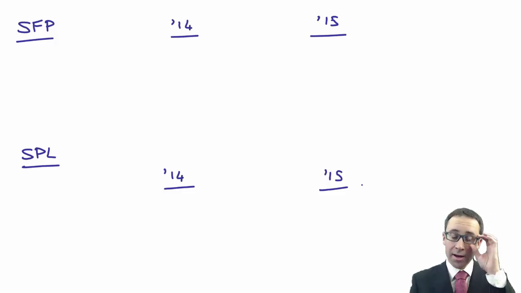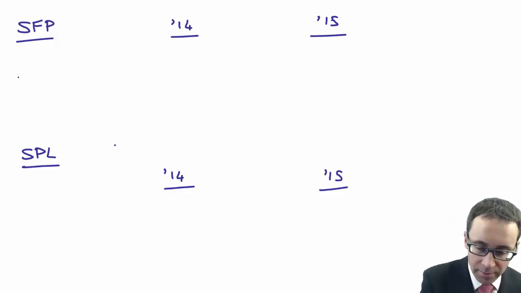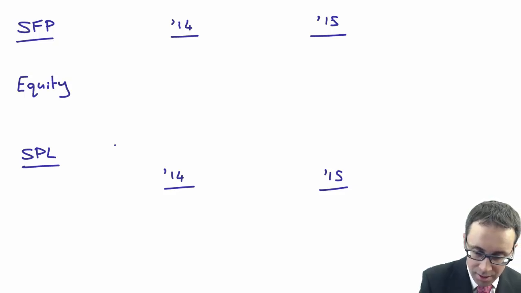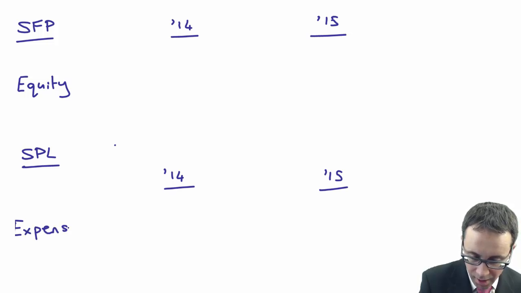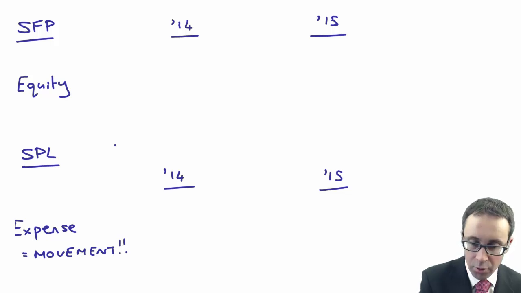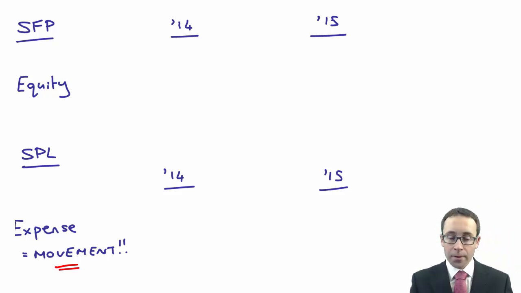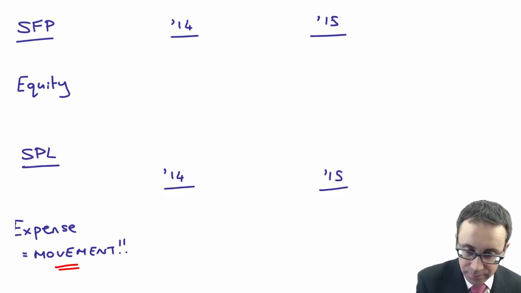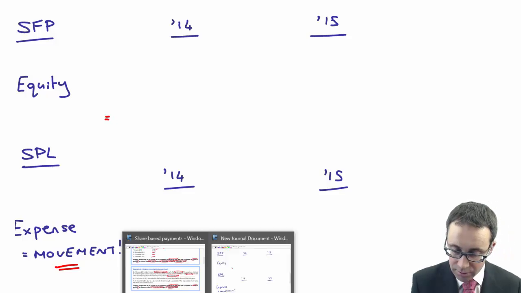So remember, the key thing to work out when you're looking at your equity settled share-based payments is that on the SFP you have equity, and in profit or loss you have the expense, and the expense is equal to the movement, isn't it? I can't emphasize how important that actually is. Okay, so what have we got within that first year in terms of our calculations?